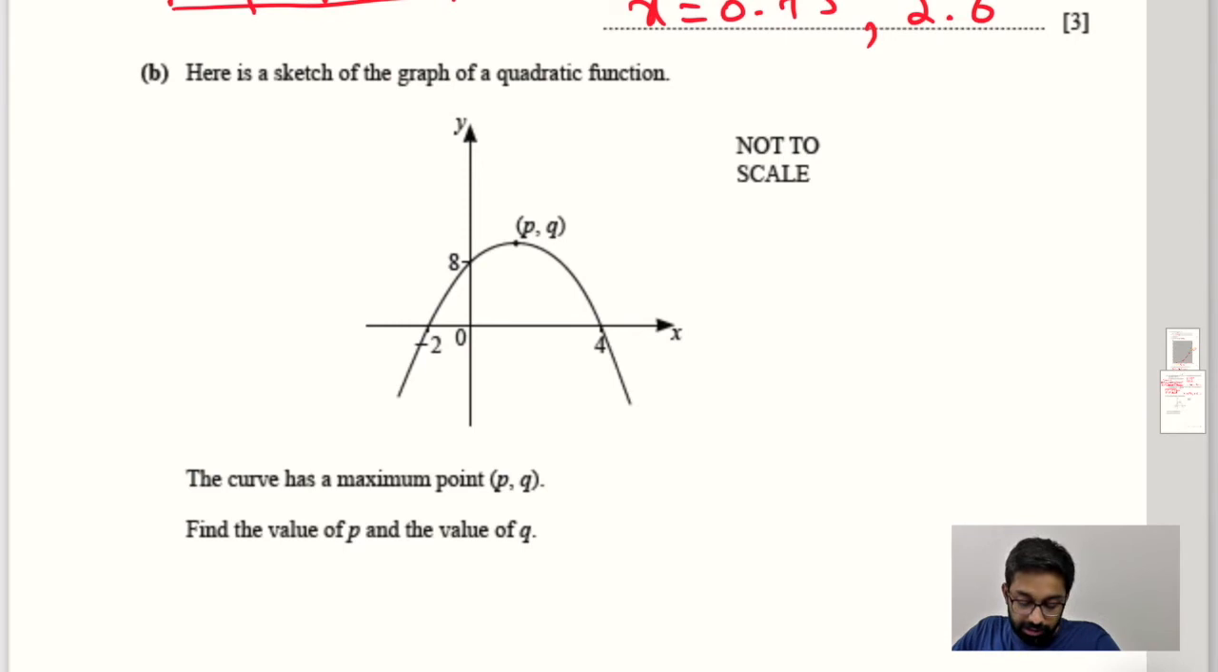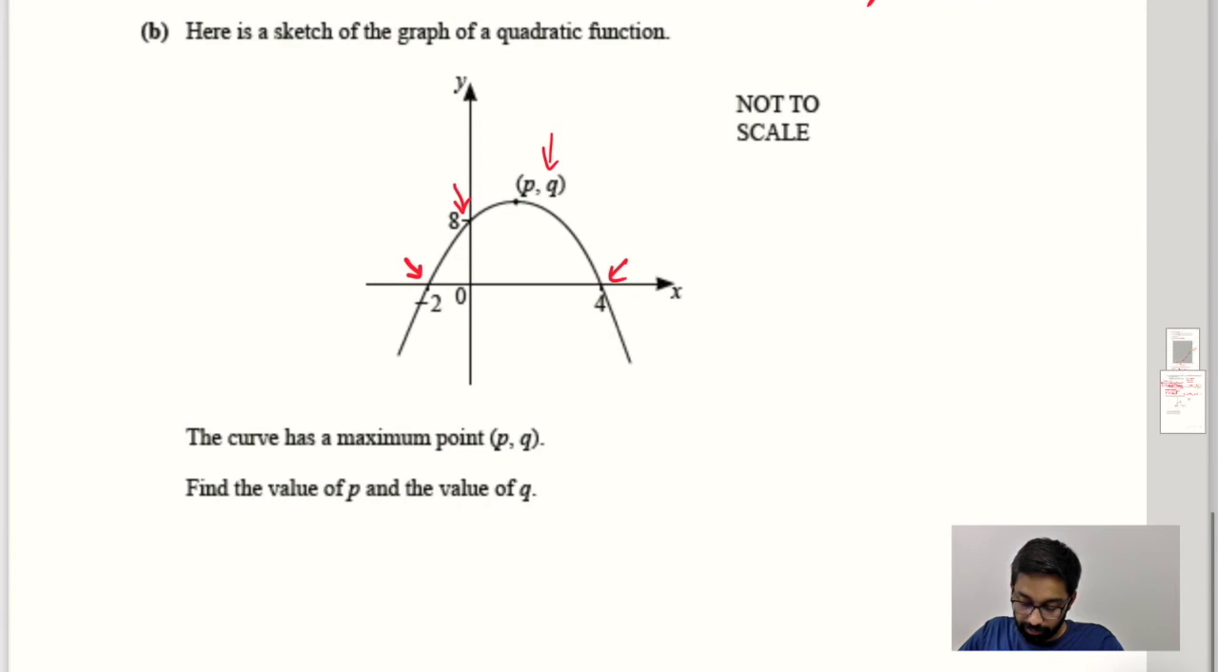Okay. Here is a sketch of the graph of a quadratic function. They've given us a quadratic function. They haven't given us an equation, but they've given us two roots. They've given us the y-intercept and they've given us these points. The curve has a maximum point P, Q. The value of the maximum point is P and the value of the maximum point of y is Q. Find the value of P and the value of Q.